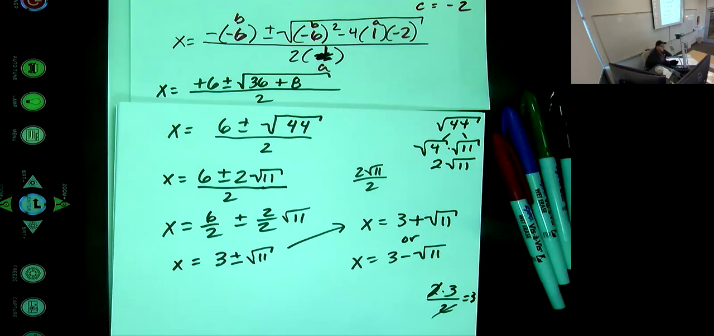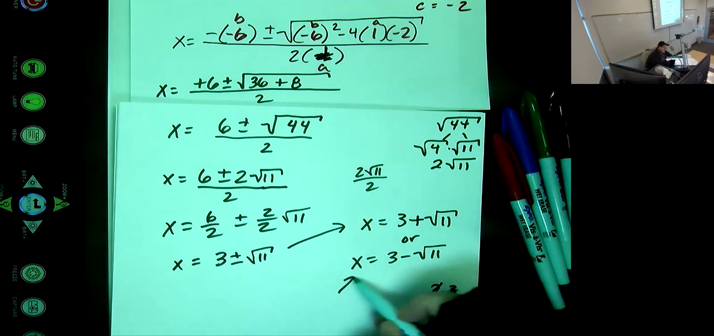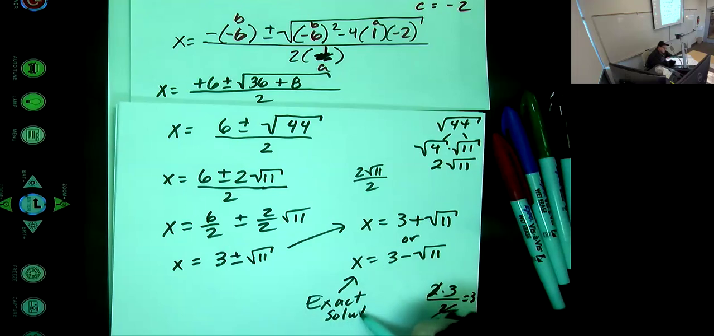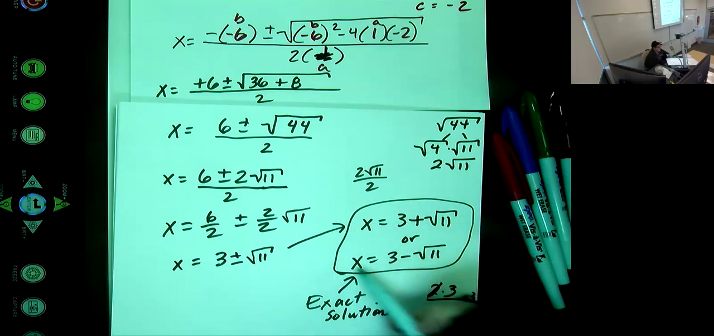Alright, so we have two numbers. These are the exact solutions. These are what you want to have. These are not what you'll use if you're actually using them in a problem, like to do an application, because I don't know what 3 plus square root of 11 is.